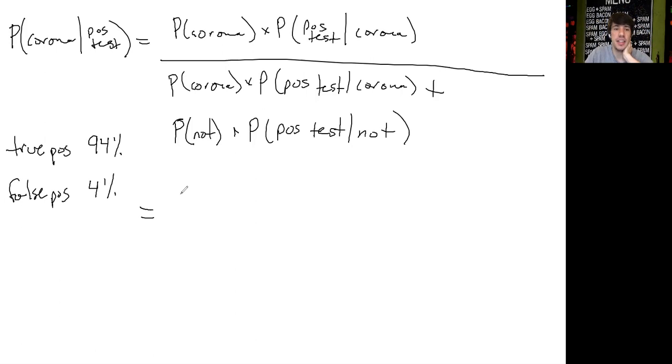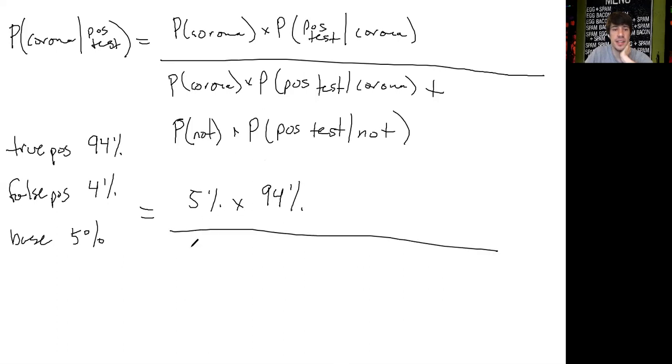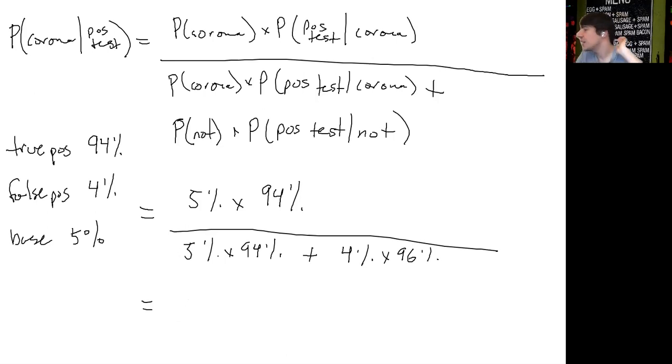Okay, and so then if we plug this in here, we could, for example, assume that the base rate is like 5% of people have had it already. Then what we get is a calculation where we've got 5% times 94% divided by 5% times 94% plus 4% times 96%. And then if you do the math on that, I'll do it online, you get something around 55%.